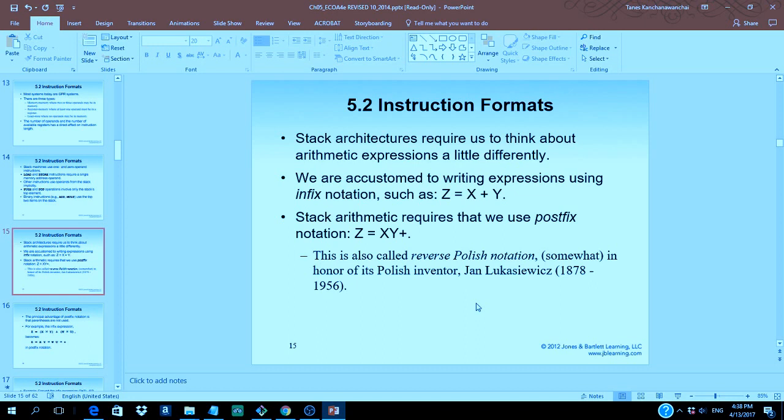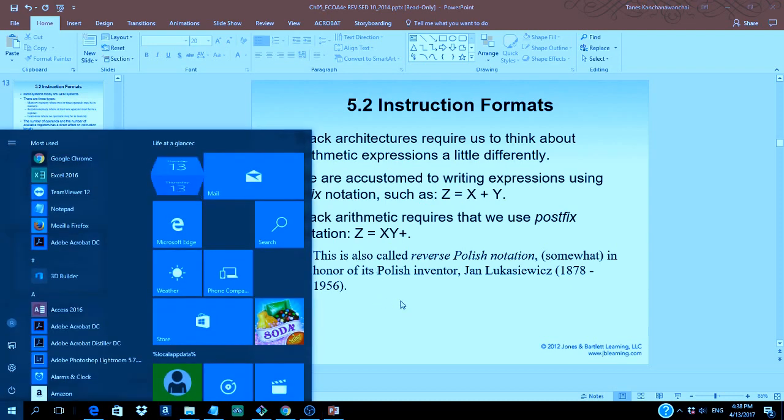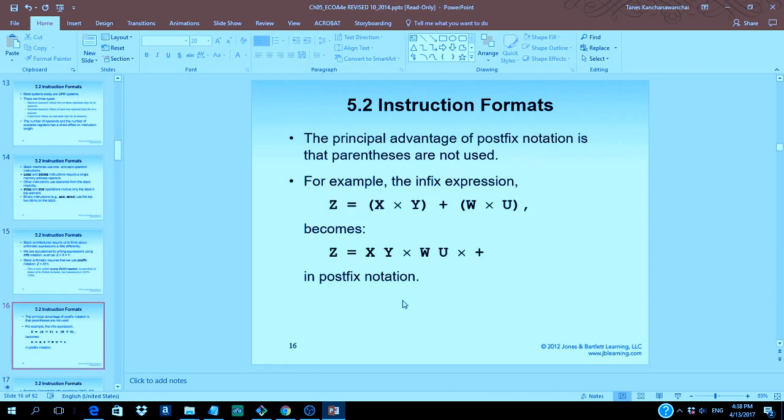So stack architecture requires us to think about arithmetic expressions a little differently, right? We used to have infix, where z equals x plus y. But for a stack, we actually want to look at postfix, like z equals xy plus. The advantage of postfix notation is that you don't need parentheses.